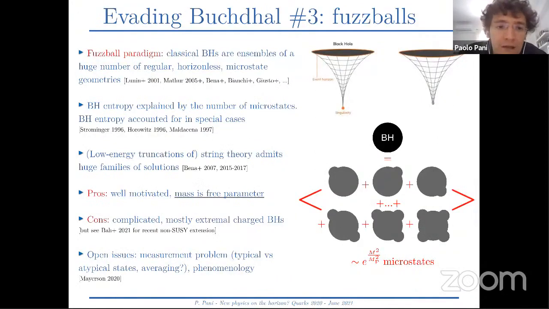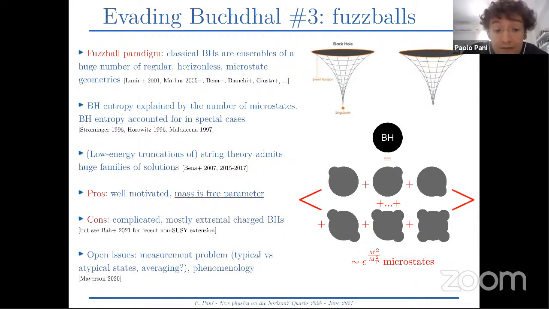And finally, just one example, which I think is very interesting and motivated for beyond-GR effects: fuzzballs. Fuzzballs are a paradigm where the classical black hole is replaced by an ensemble of regular horizonless microstates, so that instead of having a singularity here, they have a regular cap. The idea is that a black hole is seen as a sort of average over this huge number of microstates, which can also account, in principle, for the black hole entropy.